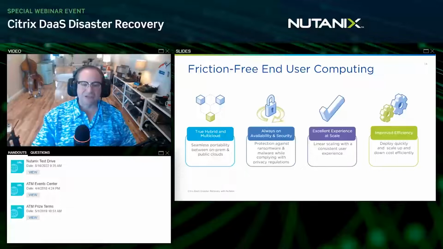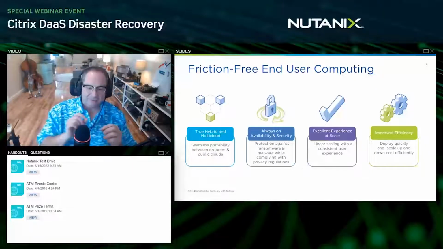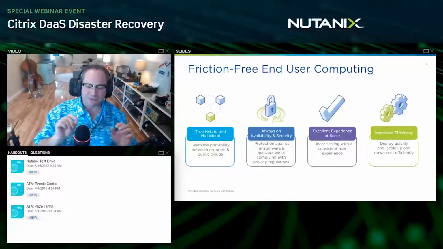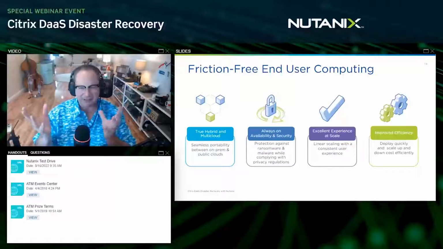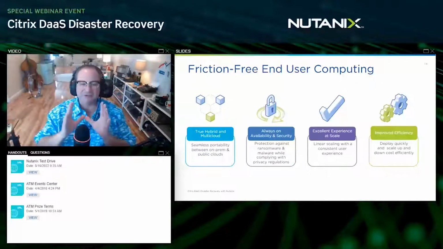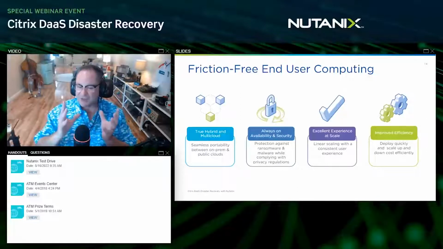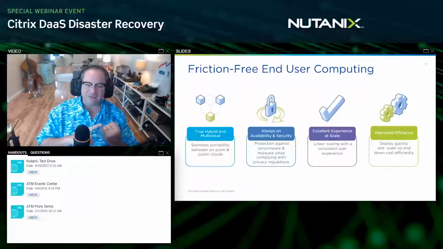That's that friction-free end user compute. We need to have these EUC solutions. We've learned about the future and how EUC is evolving. And based on those factors, the modern EUC solution should be friction-free. But what does that really mean? Well, first off, we need flexibility.